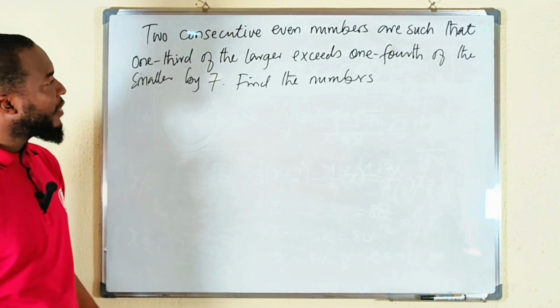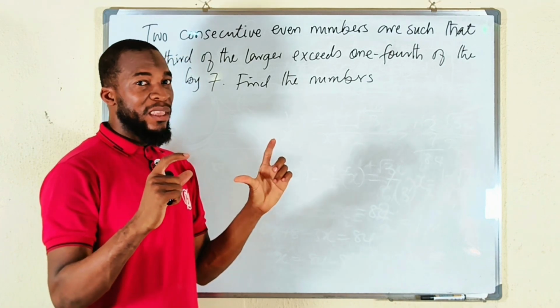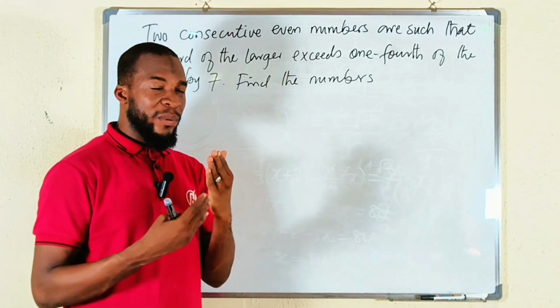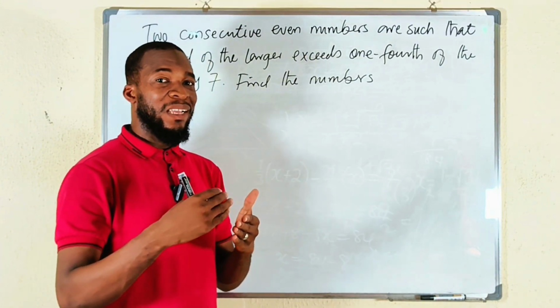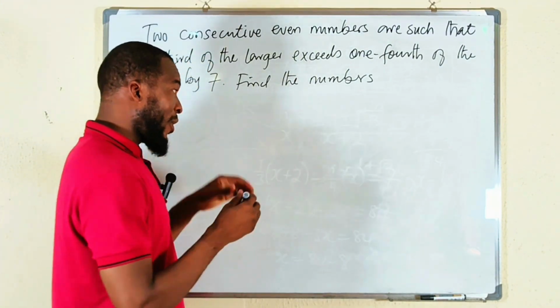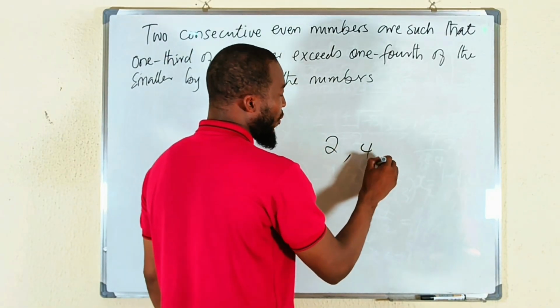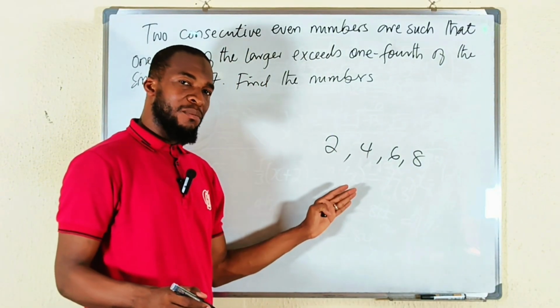What does this mean? Let us understand it. We have two numbers, and both numbers are even and consecutive. Even numbers are numbers that are divisible by 2. Consecutive means they follow each other in order, right? For instance, after 2 we have 4. After 4 we have 6. After 6 we have 8. All of these are consecutive even numbers.